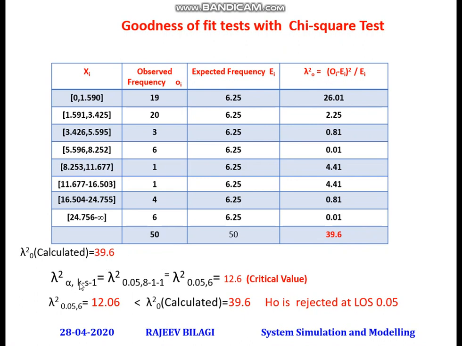Now here k is equal to 8. The number of cells, that is the number of class intervals, is equal to 8. s is equal to 1 since only one parameter is estimated. So you are going to get a critical value of 12.6, and this critical value is less than the calculated value. So hence H0 is rejected. So this is with respect to the goodness of fit test using the chi-square test for exponential distribution.